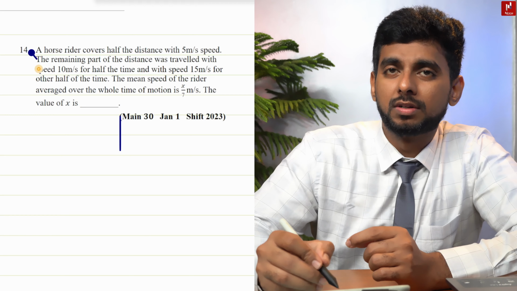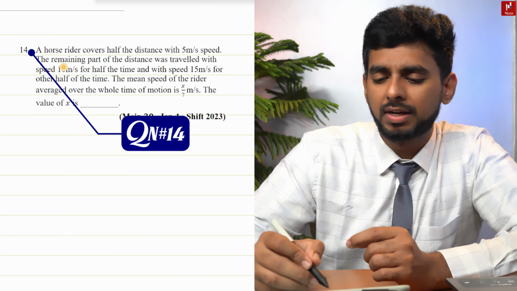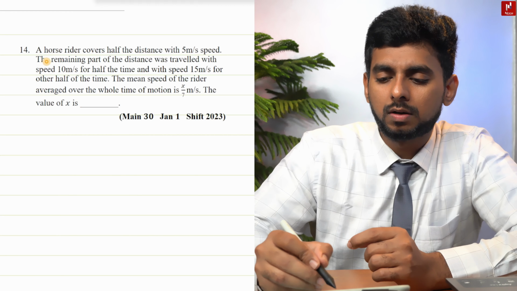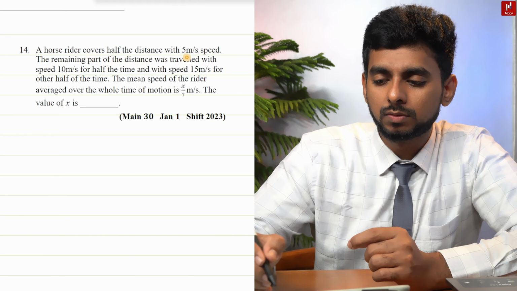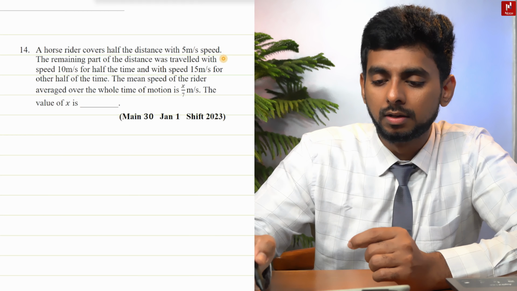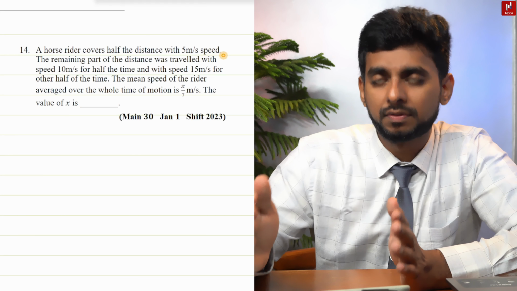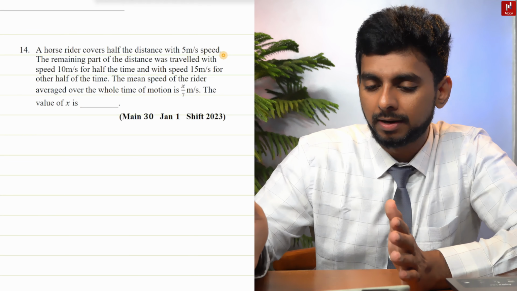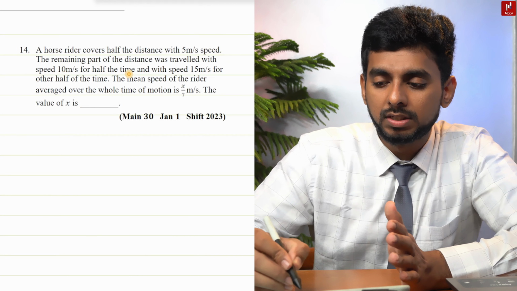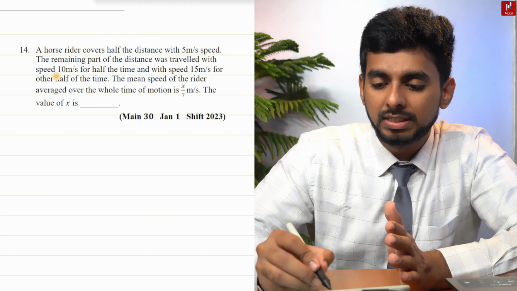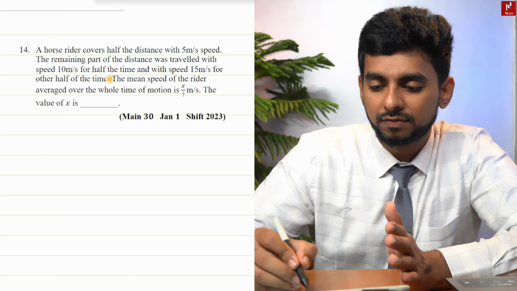This question is based on average velocity. Let me read the question. You have got a horse rider who covers half the distance with speed 5 meter per second. Got it? So he's going to cover the first half of the distance with the speed of 5 meter per second. Then the remaining part of the distance was traveled with speed 10 meter per second for half the time.